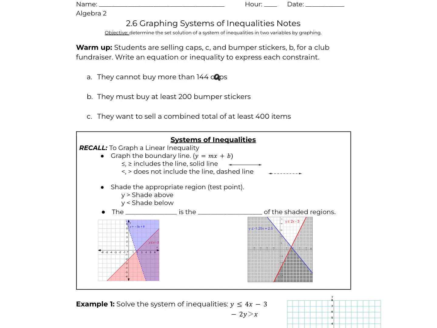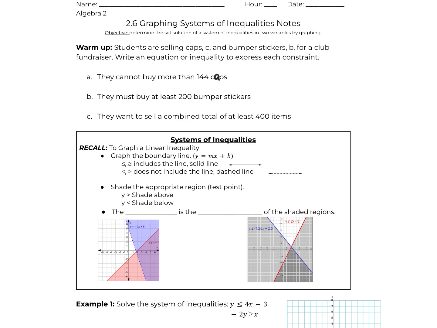All right, in these notes today, we're going to be looking at 2.6, which is graphing systems of inequalities. And today we're going to talk about how to determine the solution set of a system of inequalities in two variables by graphing. So to start off with, we're going to look at this word problem.